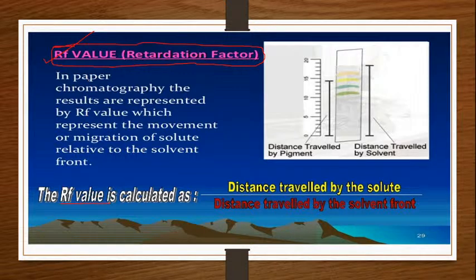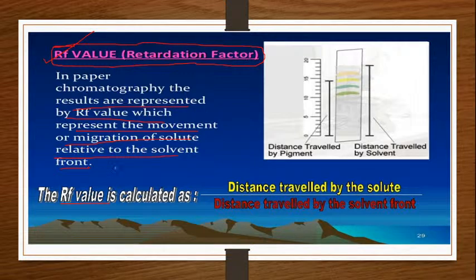Okay, in paper chromatography the results are represented by the RF value, which represents the movement or migration of the solute relative to the solvent front. Remember, if anyone asks you what is RF value, it is the ratio of movement or migration of the solute with respect to its movement to the solvent. Remember this term for further references. RF represents the movement or the migration of the solute with respect to the solvent front.